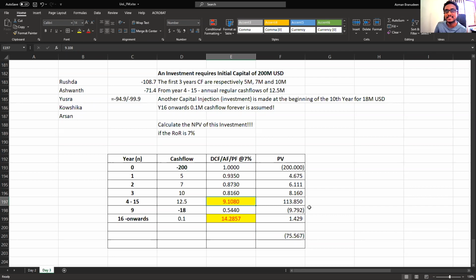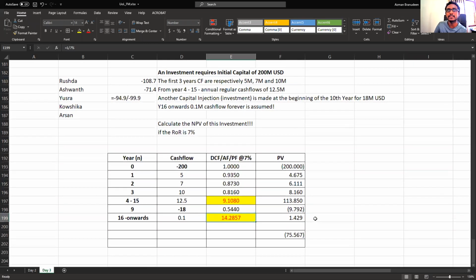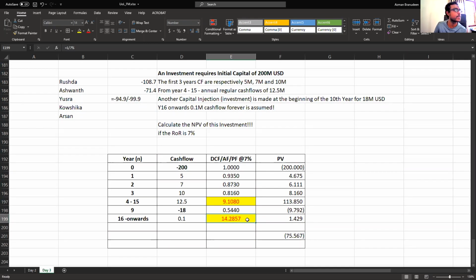No, that 16 onwards is the only big issue for me. This one? But that, the 14.2857. Yeah, that's an issue. What's the issue? How did I get that? So what did I do there? 1 divided by 7%. 1 over R. Perpetuity factor. Don't you have to discount it to exactly 16 years? Okay. Because even I did that and I got 0.4839. Same thing, I got that.